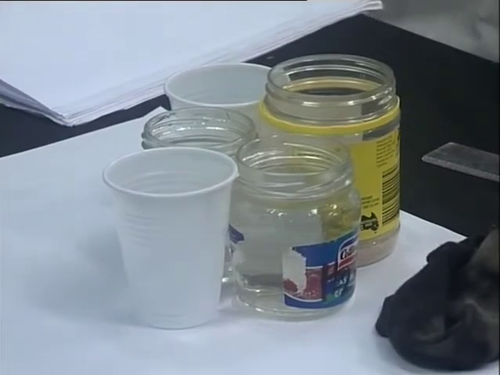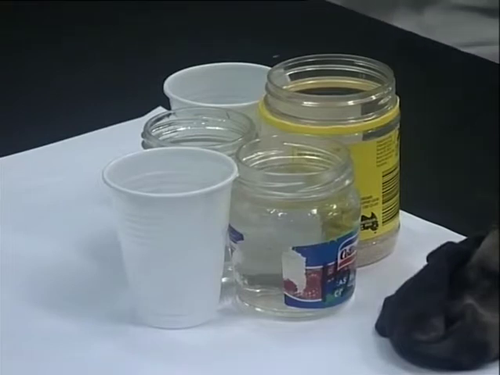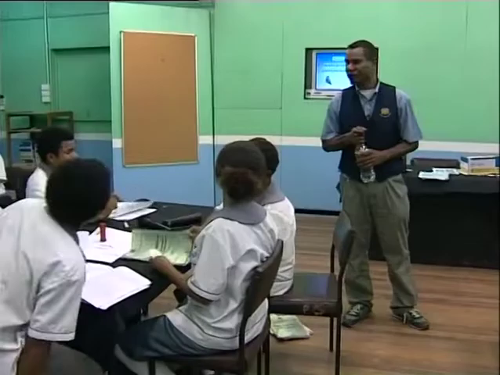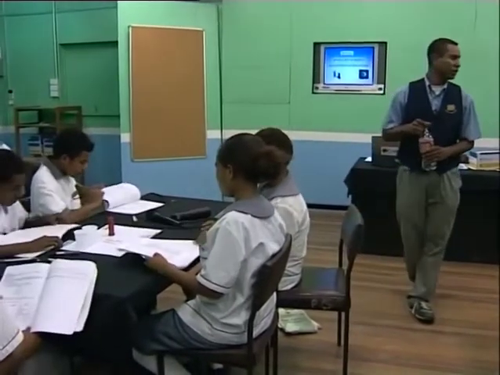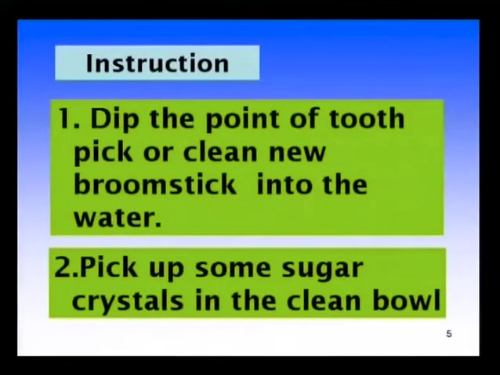You will follow instruction number 1 to 4. Let's read instruction number 1. Dip the boiled coconut stick into the water. Right. Instruction number 2. Pick up bits of sugar, put salt in the preserving dish, using the red point of the toothpick. Right. That's instruction number 2.